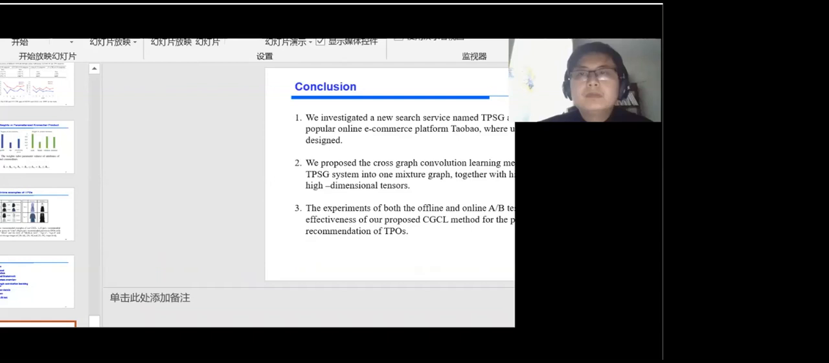Sorry, really sorry, I didn't fully understand your question. What does the dimension mean? You mean the dimension of the feature? Yeah, dimension of the feature. Yeah. But the dimension of the features of them can be different.